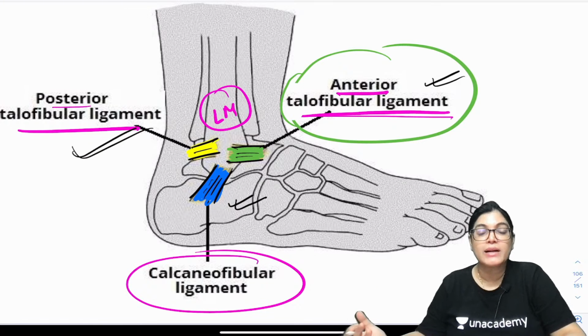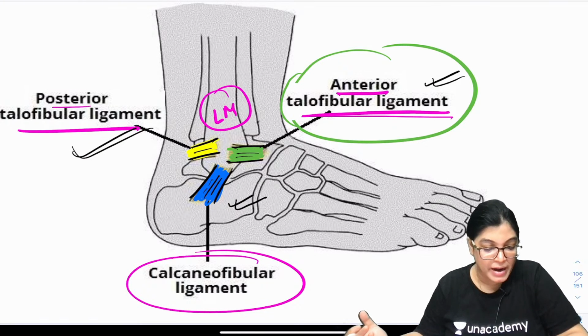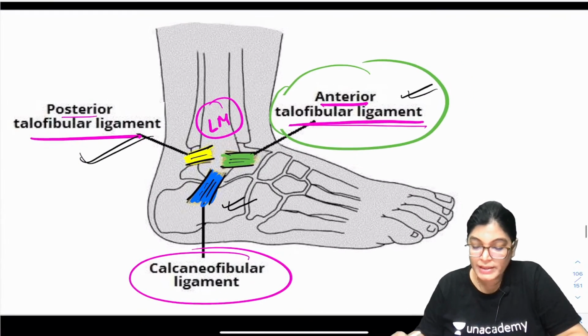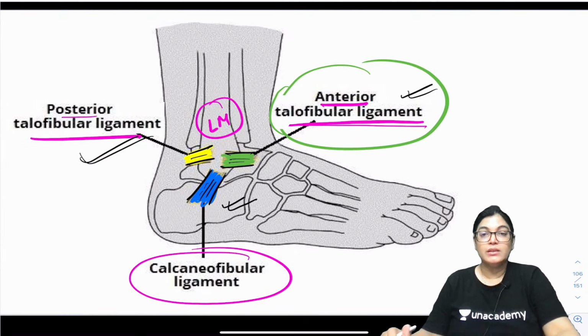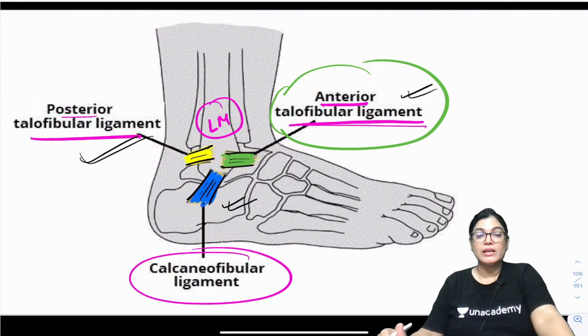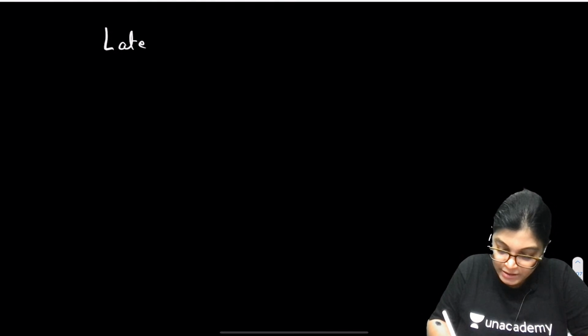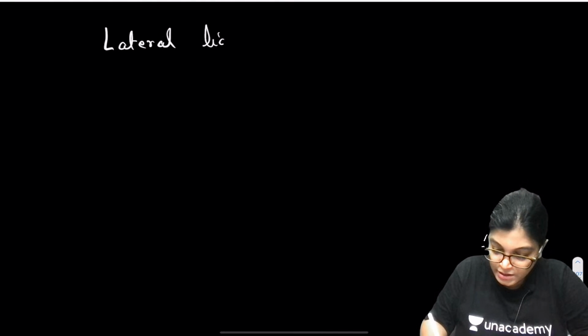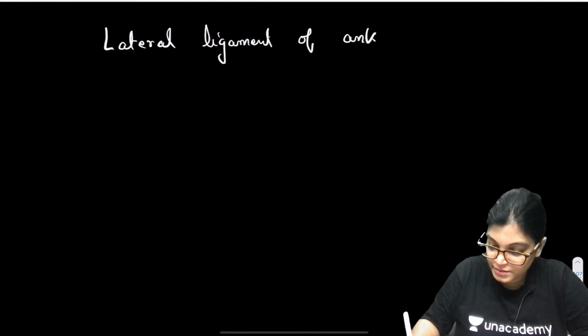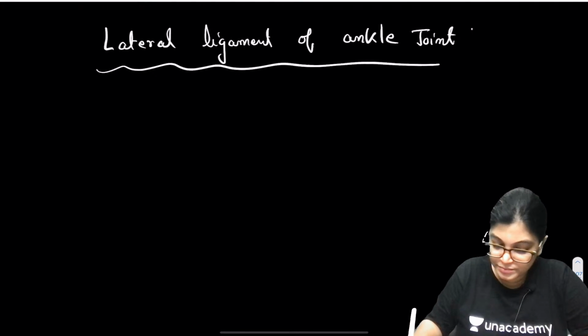So these are the parts of the lateral ligament as shown in the diagram. Got it, everyone? Okay, let us start with the explanation. Write the heading: lateral ligament of the ankle joint.